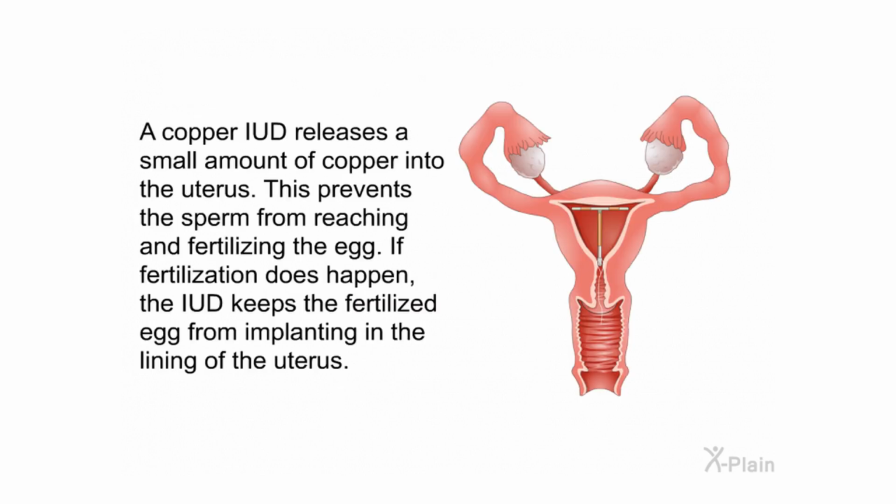A copper IUD releases a small amount of copper into the uterus. This prevents the sperm from reaching and fertilizing the egg. If fertilization does happen, the IUD keeps the fertilized egg from implanting in the lining of the uterus.